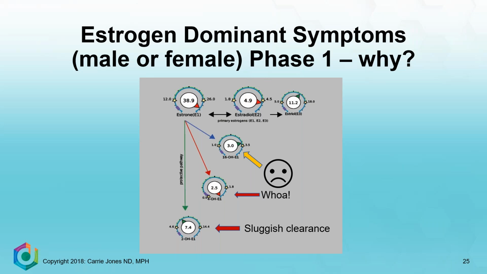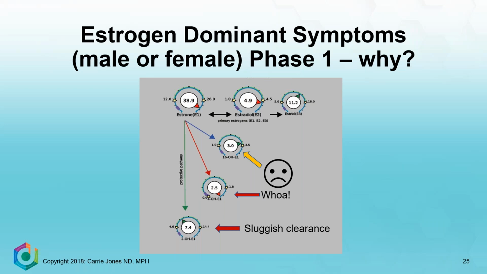Their 4-OH-E1, their 4-hydroxy, is in the red. So they are very quickly going down that 4 pathway. Now, I have it in the yellow, which is sort of more of a neutral. You'll see the 16-OH-E1, or 16-hydroxy, is at the upper end. 3.5 is the cutoff, and this person is at 3. So they really are preferring the bad naughty pathway, that 4 pathway.